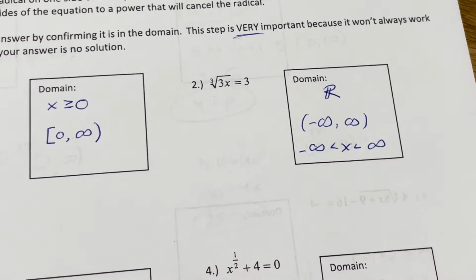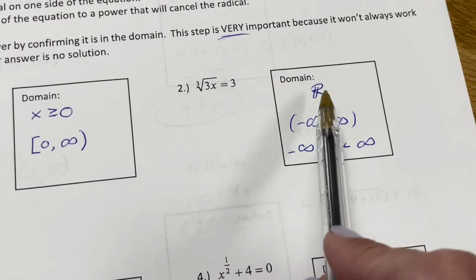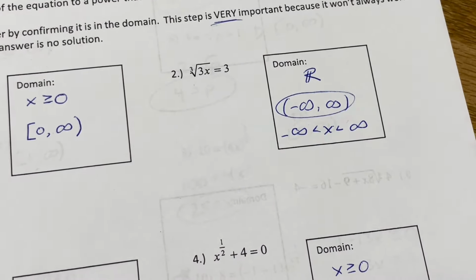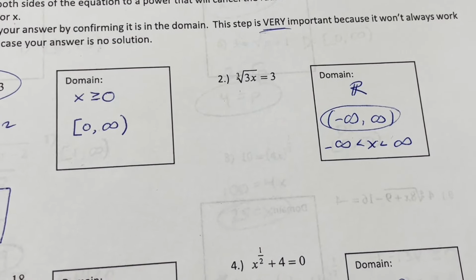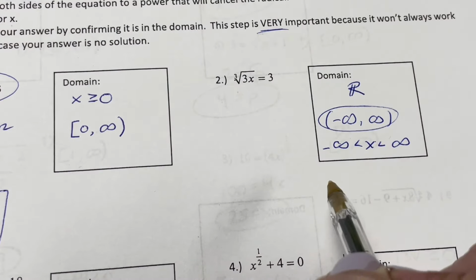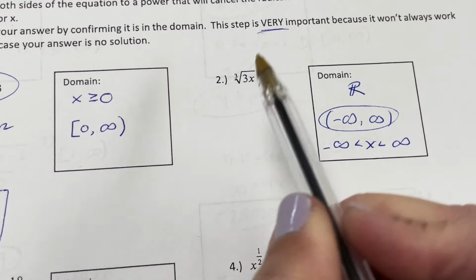This is like all the different ways to write domain. X can be anything. It can be all real numbers. So this is my interval notation. So there's no restrictions on my domain. So that means I'm going to go solve that, and whatever I get is going to be my answer. I don't have to worry about whether it fits the domain or not because the domain is everything.